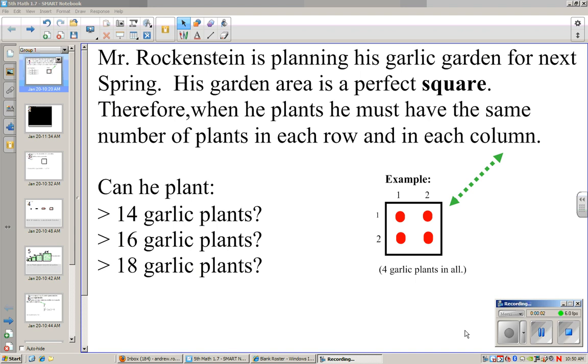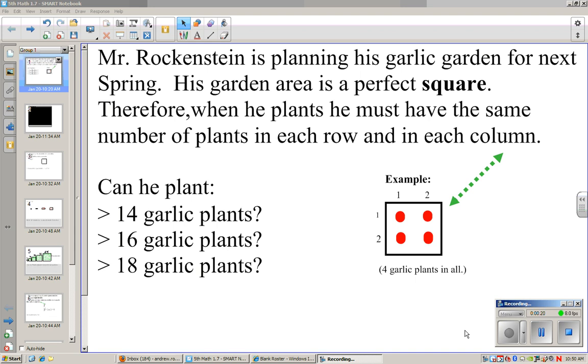All right. Today we're going to be talking about square numbers. And I want to start with a math notebook problem. And I'll read it to you. And then you should pause this recording in order to answer the math notebook problem.